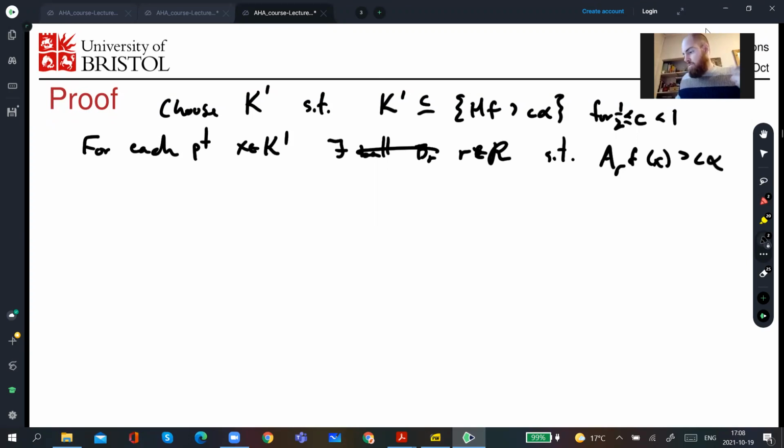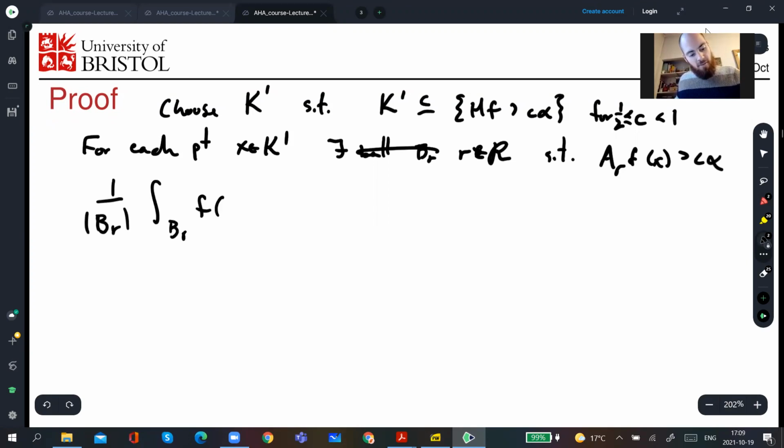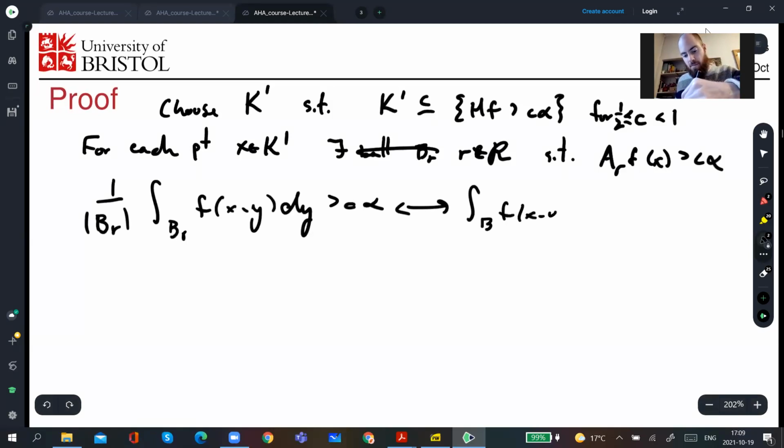What does that do? Well, let's write out what that is explicitly. The average is 1 over the volume of the ball of radius r, times the integral over B of r of f of x minus y dy, and I'm saying this is greater than c times alpha. That's equivalent to, just moving this side over, the integral of f of x minus y dy is greater than c alpha times the volume of B r.